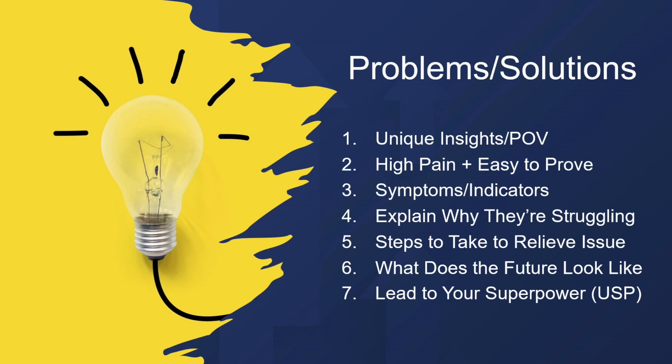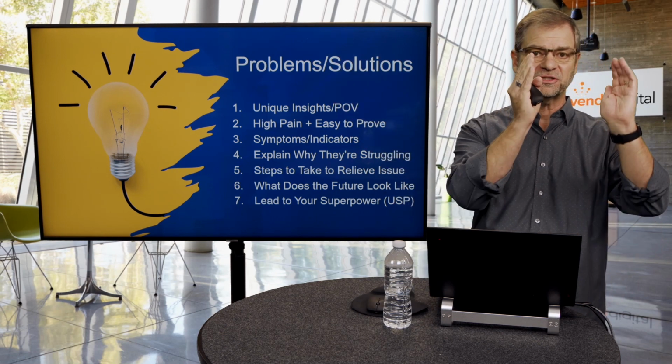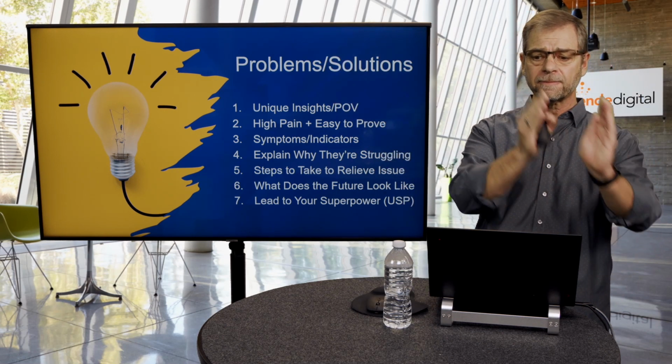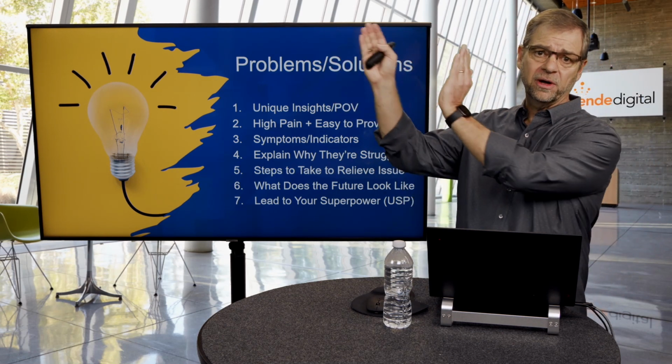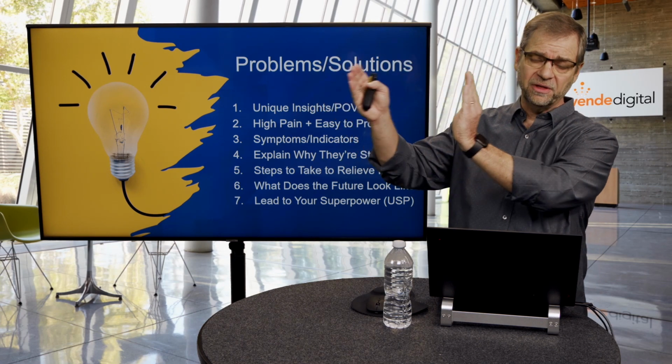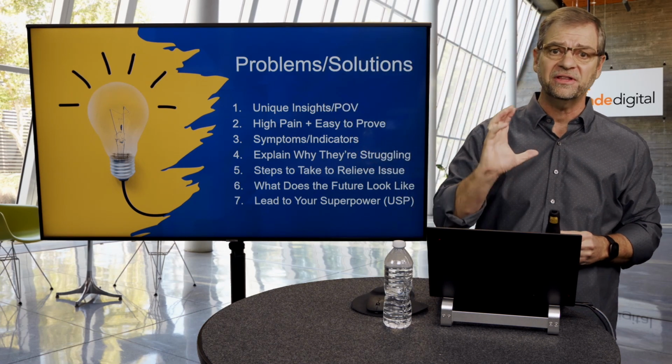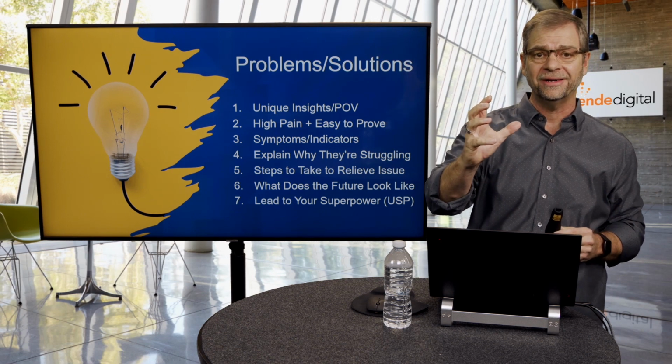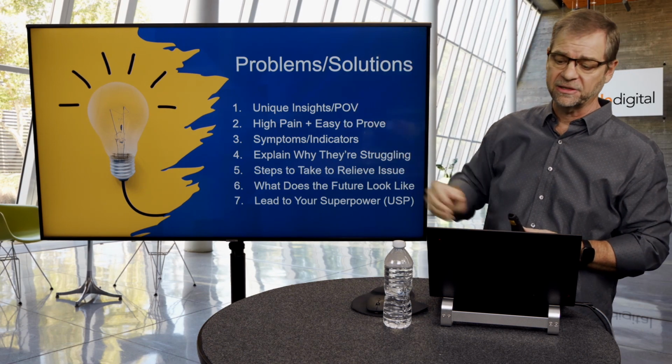Number 5, give them and educate them on the steps to relieve whatever pain they're dealing with. And then number 6, we can't leave them hanging, right? We can talk about problems all day long. That's important. But ultimately, we've got to paint a picture of a better tomorrow. Hey, Mr. Customer, I know you've got this problem. If you follow these steps, here's what a better tomorrow looks like for you. And then number 7, everything that we share when we're activating our audience ultimately needs to lead back to our superpower.